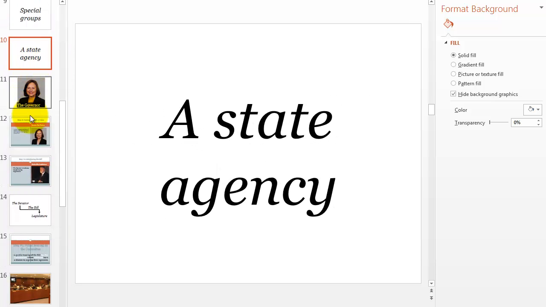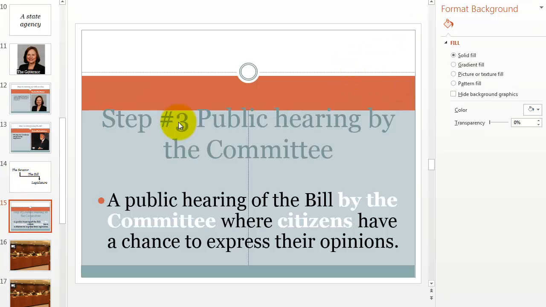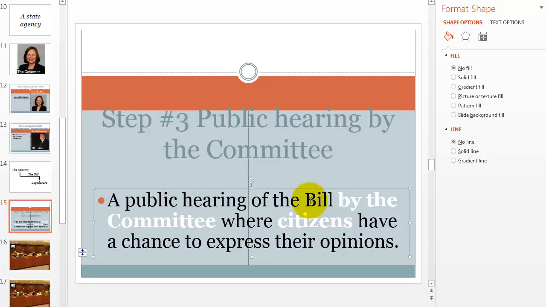But again, it's not always more effective. So you've got to know when to use it and when not to use it. So apply those ideas and techniques to step number 3, public hearing by the committee. So you use the different colors to signal what the keywords are here.